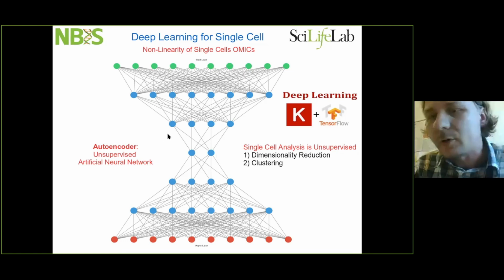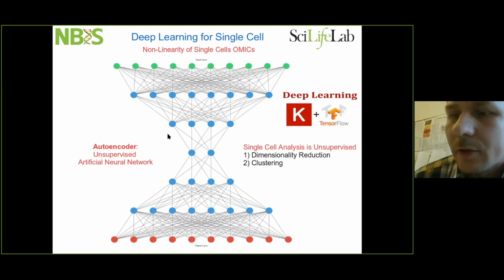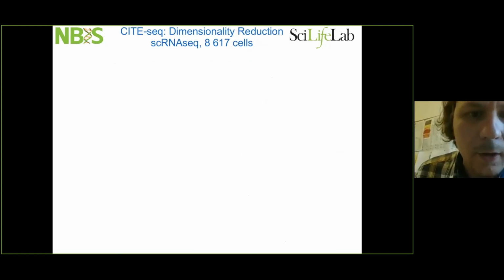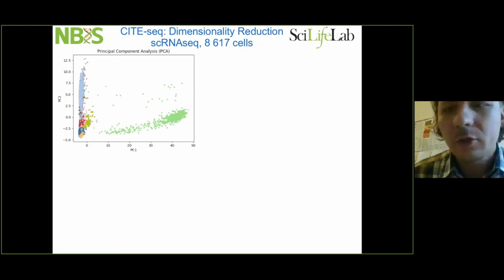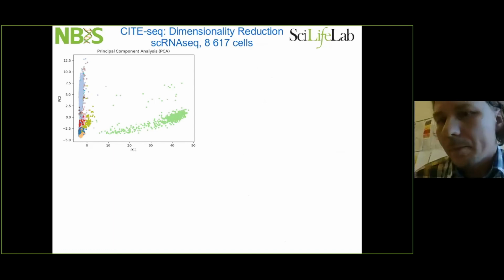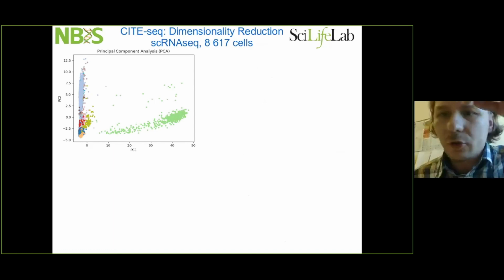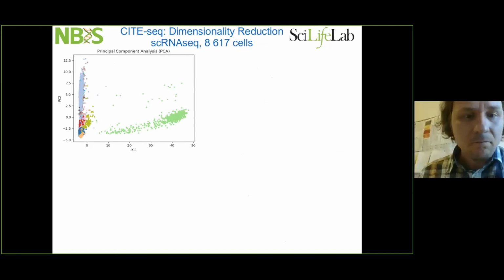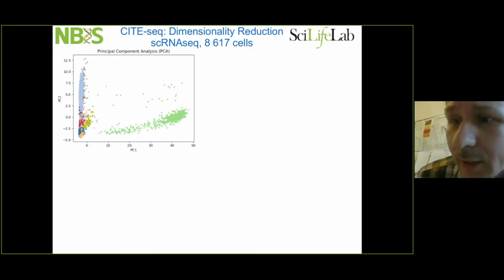And it's an unsupervised neural network, and this is relevant because single cell omics is predominantly an unsupervised field. So people want to discover cell populations in an unsupervised way, in an unbiased way. And how does it work? Just to give you a quick example, this is a principal component analysis demonstrating cells in terms of gene expression. One point here is one cell, and different colors correspond to different cell populations.